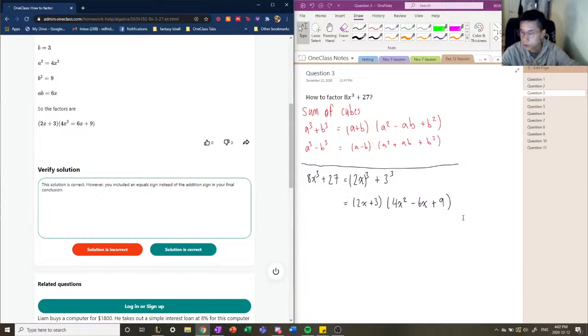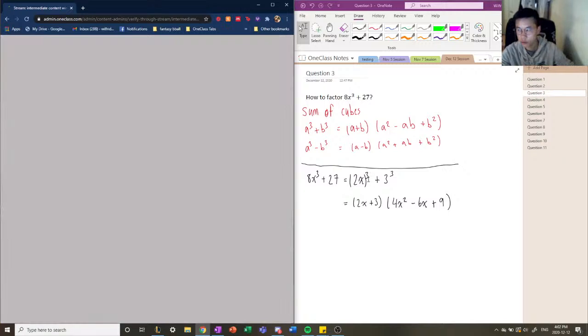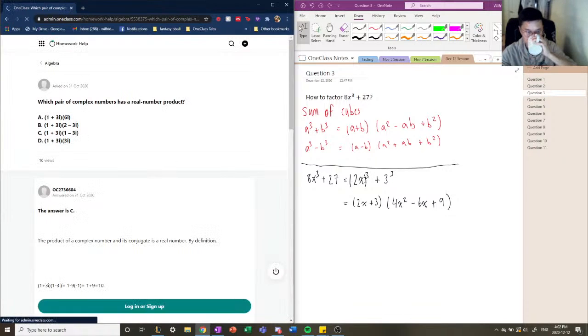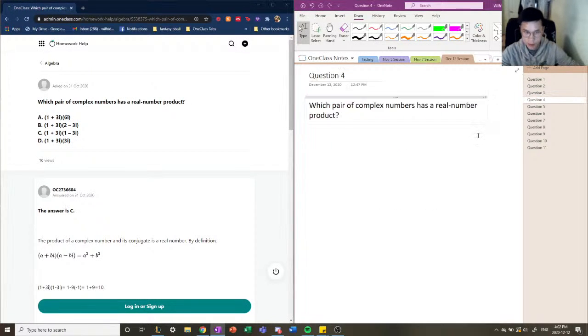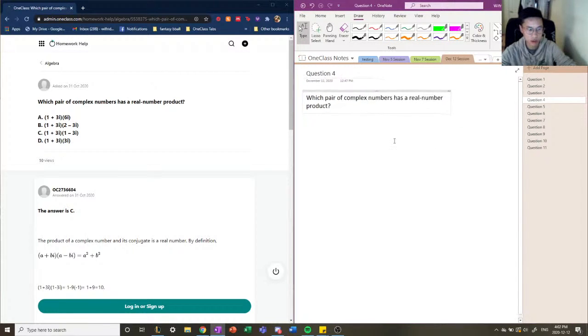Okay, cool. So everything is clear, so this solution is correct, and we'll move on to the next question. All right, so the next question reads, which pair of complex numbers has a real number product?